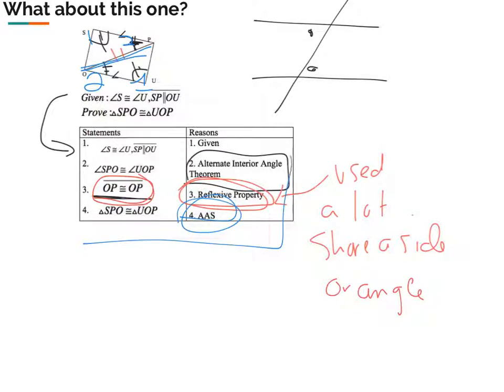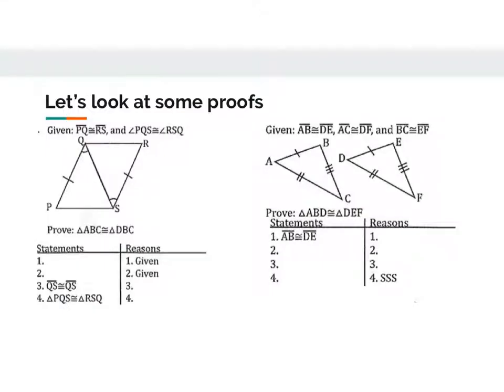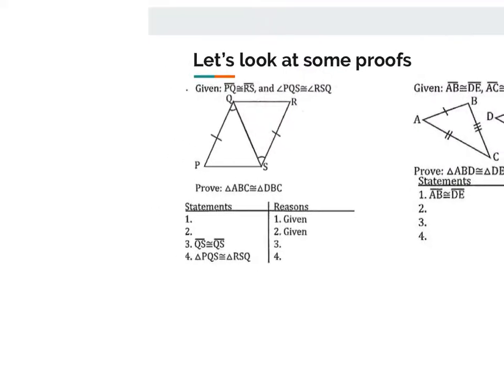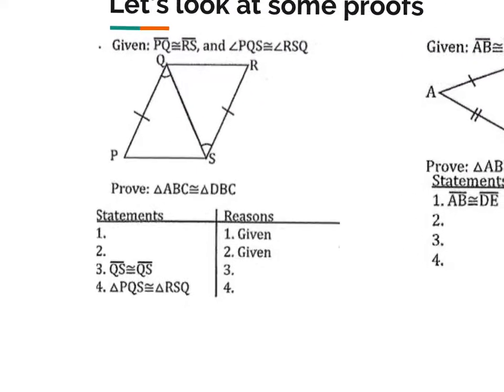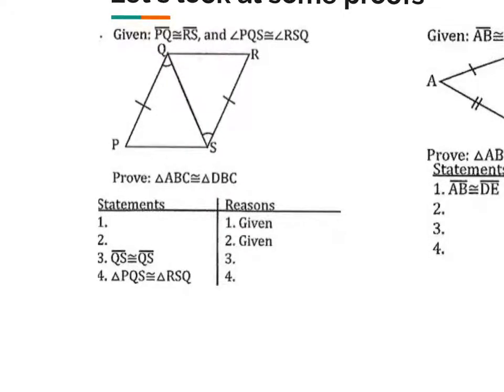Okay, so that's what a proof looks like. Start with your given statements. So, if I look here, what are my given statements? Well, PQ is congruent to RS. That's given. And that's marked for me. Second statement, PQS.